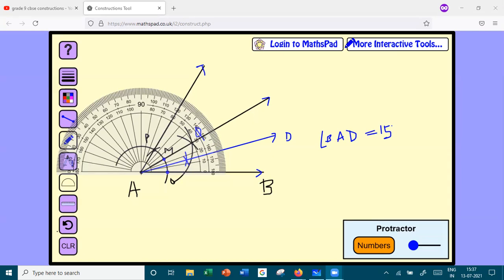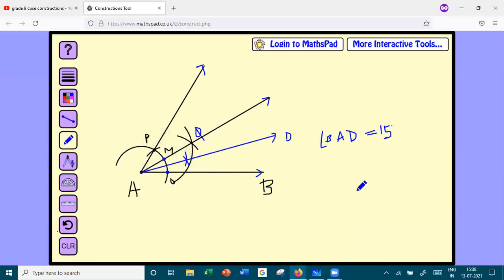So once you are done constructing an angle, always cross check with the protractor. It should come exactly like this, there should be no deviation. So 15 should be at 15, exact at 30, exact at 60, right? Okay. So this is how you bisect any given angle. So now if I am going to tell you to bisect any given angle, it will be the same procedure.